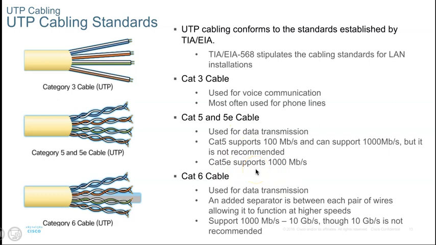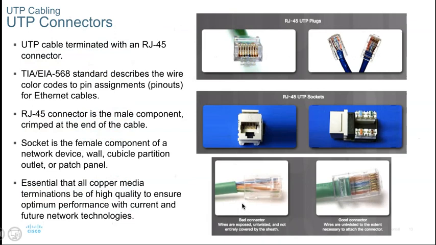Or the length, how far can it really go. Here's a Cat6 over here, and you can see Cat6 is used for data transmission that we talked about and allows it to function at higher speed. It can support 100 megabit per second up to 10 gigabit per second. And there's also 6e, and they keep coming up with new categories.